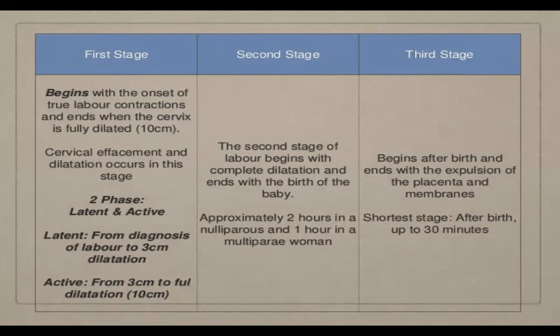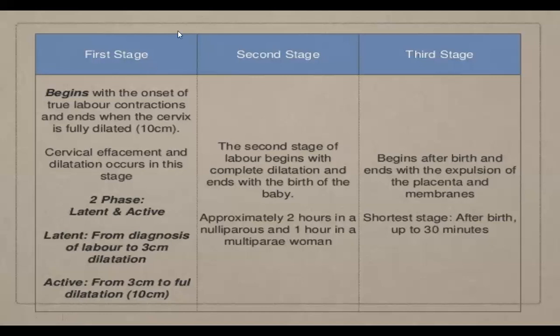From the diagnosis of labor to 3 centimeters. Whatever signs of true labor we have seen previously, that is, contractions are there and the contraction intensity increases. If these signs of labor are present, we diagnose it, and if there is a presence of show and cervical dilatation is up to 3 centimeters, then it is called the latent phase. But if the cervical dilatation crosses 3 centimeters, up to full dilatation, that is 10 centimeters, then it is called the active first stage.